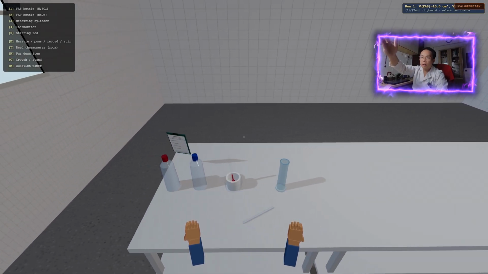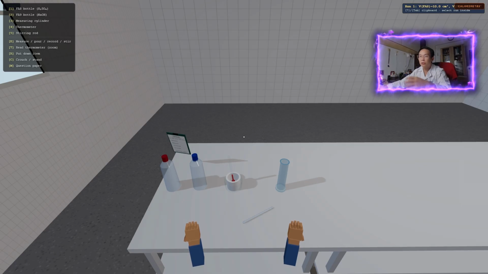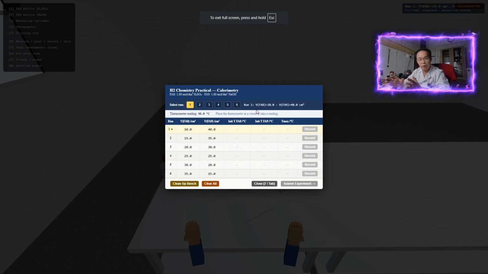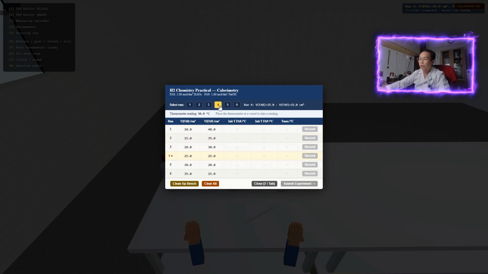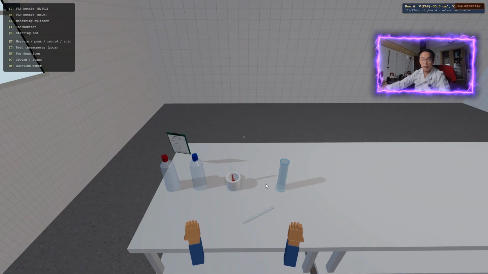You can see everything on the left in your HUD is all the bottles, all your reagent, and all the instruments that you need. On the right, they're telling you how to run your different runs of experiment. Again, basic control. Tab will let you record your results. So these are all the different runs. Run 1, run 2, run 3, 4, 5, 6. Now of course you can clear. You can even clean up the bench because for this stage I didn't put in any sink yet.